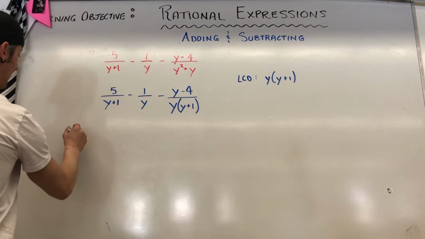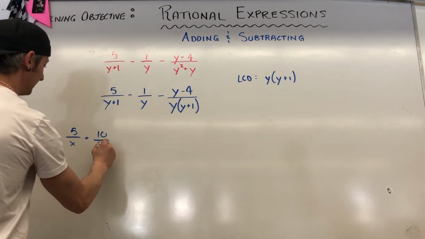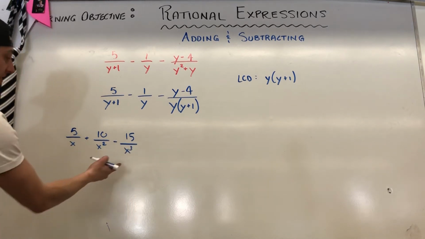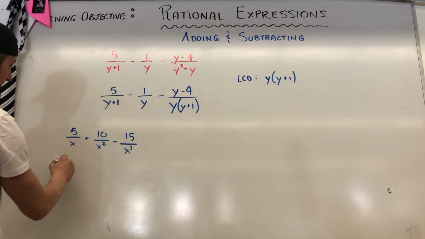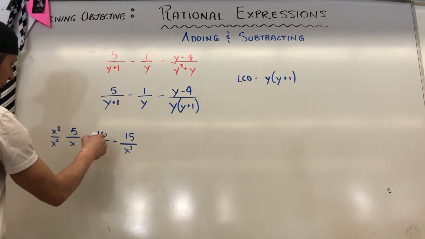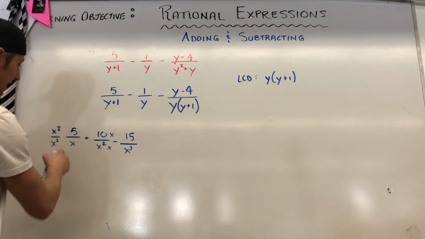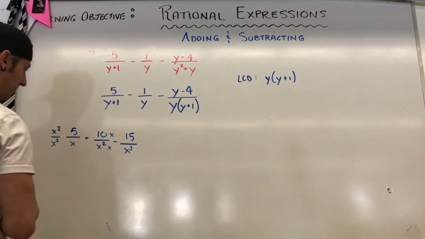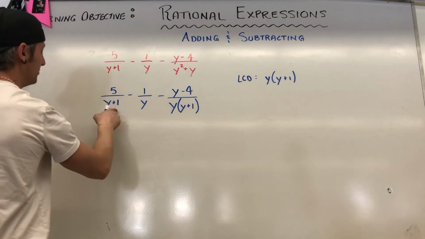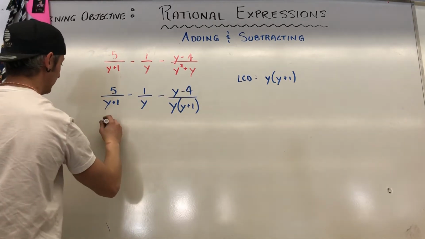Just as if I had 5 over x plus 10 over x squared minus 15 over x cubed, my lowest common denominator here would be x cubed, and then I'd multiply the top and bottom here by x squared over x squared. I'd multiply this guy by x, and then I'd leave this guy alone. And then I'd have a common denominator across all three that way. Okay? So here, we're kind of the same idea.